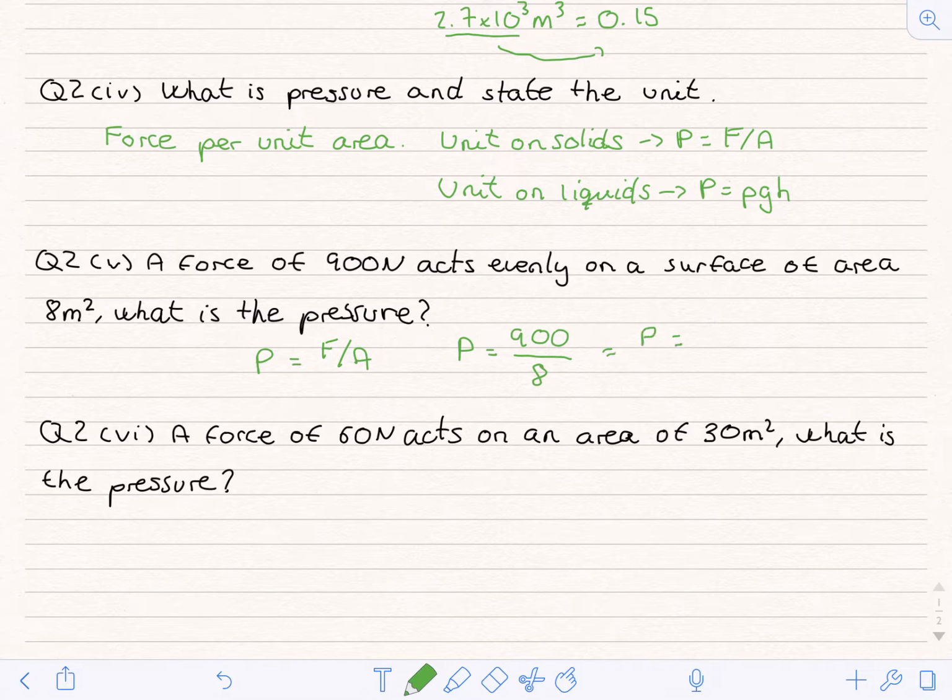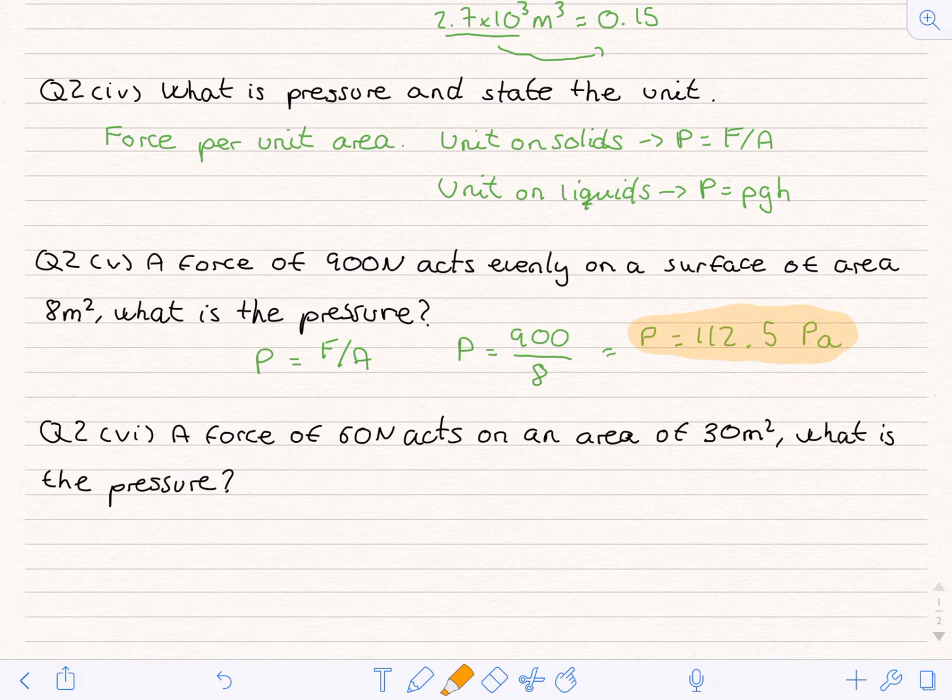So the pressure is going to be 112.5, and you can either put newtons per meter square, or pressure is also measured in pascals, Pa. Either of those is correct. I prefer to use pascals because of the actual measurements, but normally they take it as correct if you put newtons per meter square.